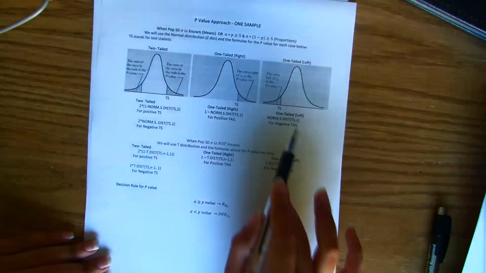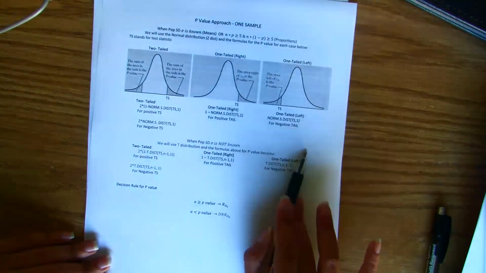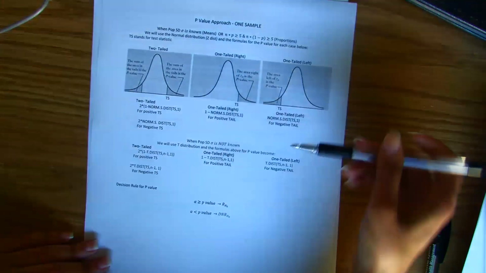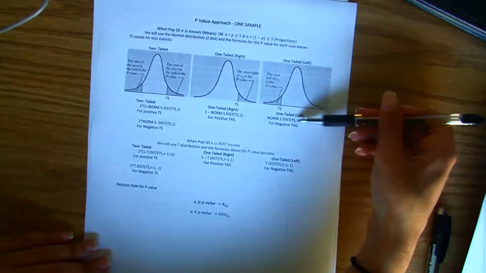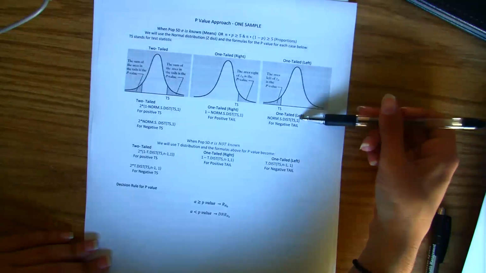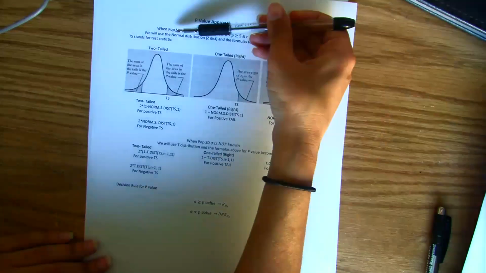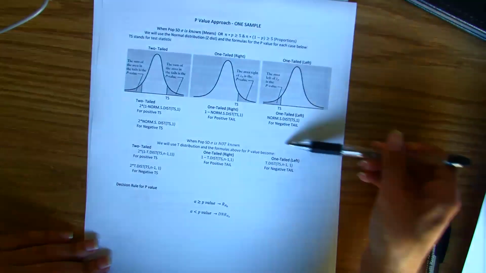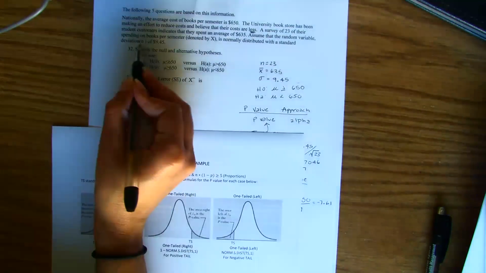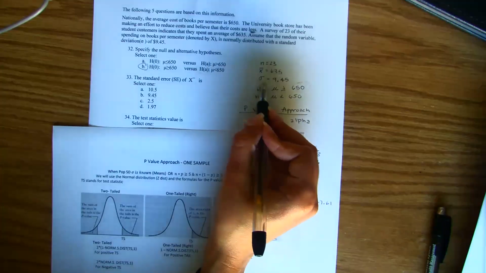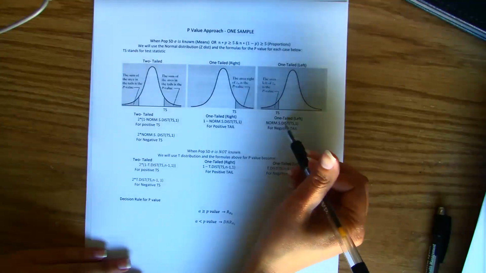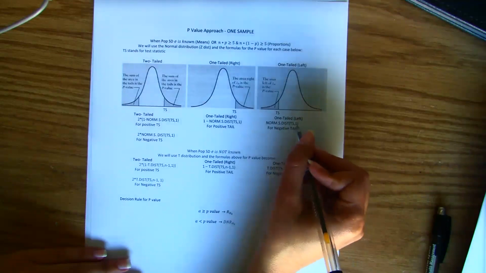Are we using this formula or this one? This one's norm.s.dist and this one is t.dist. So we can figure out which one to use depending on what standard deviation we have. If we have population standard deviation, we're going to be using this one. If we have sample standard deviation, we're going to be using this one. So here we are given population standard deviation. So that means we are going to be using this formula right here, norm.s.dist, test statistic, comma, 1.